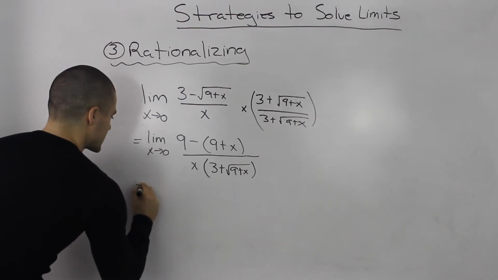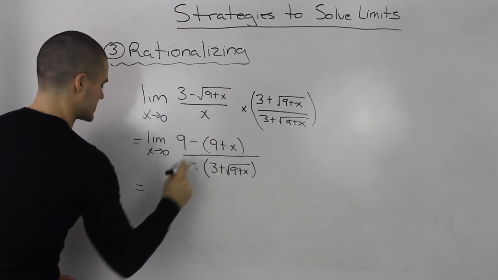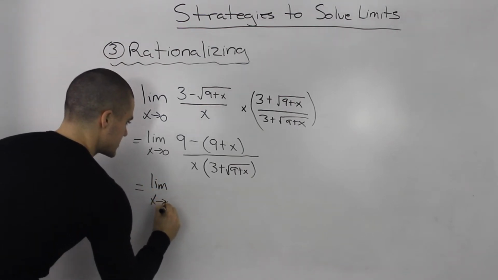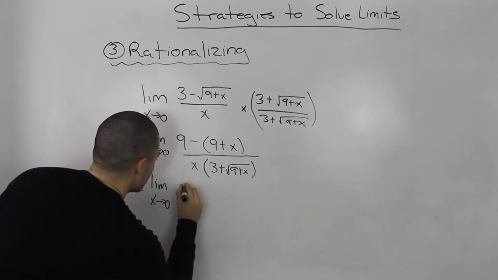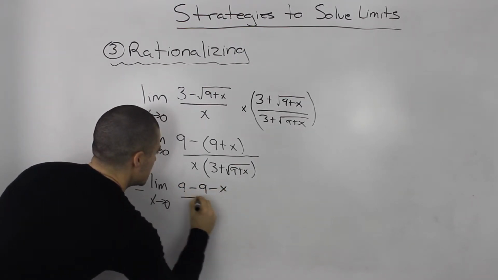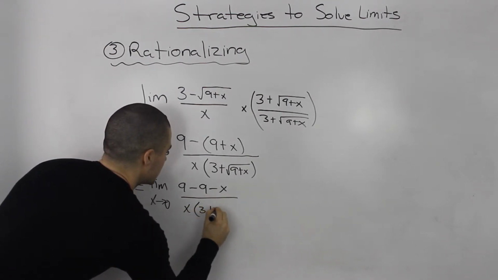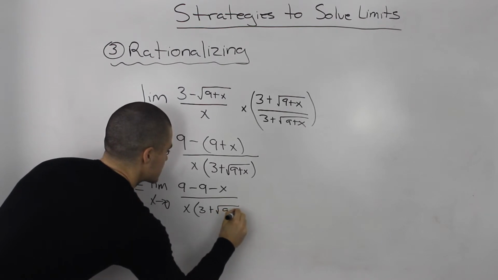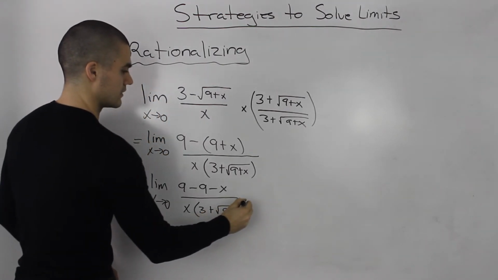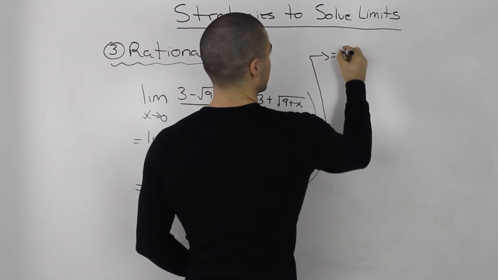And then what happens is we'll distribute the negative inside the numerator. So we'll have the limit as x goes to 0 of 9 minus 9 minus x all over x times the quantity 3 plus root 9 plus x. So we're keeping the denominator separate. I'm going to continue this question here.